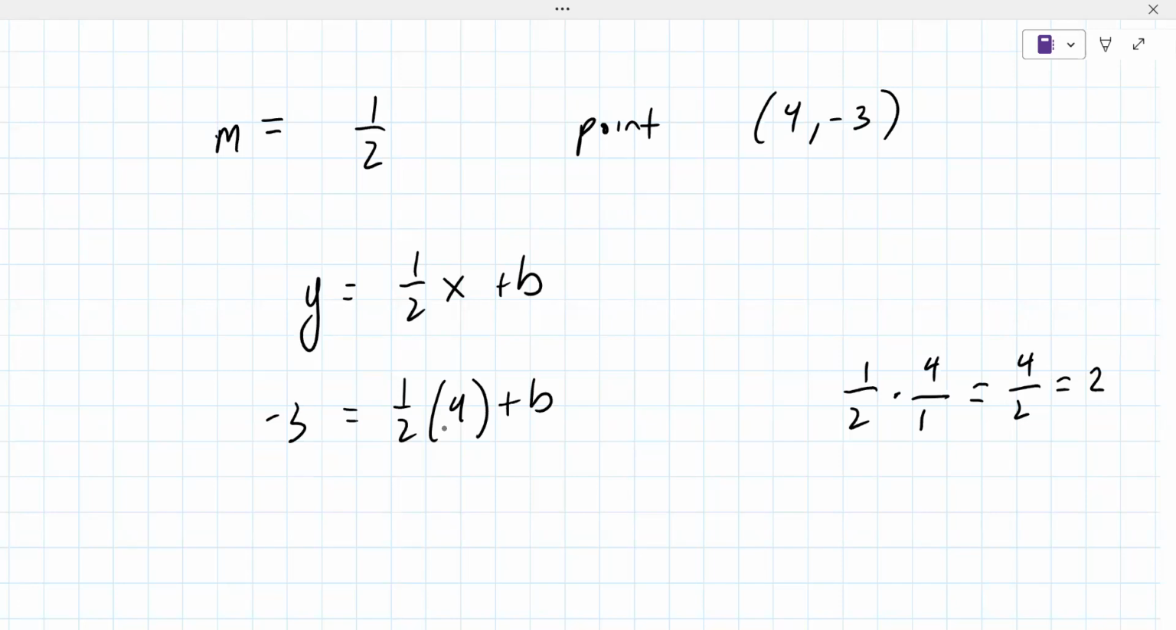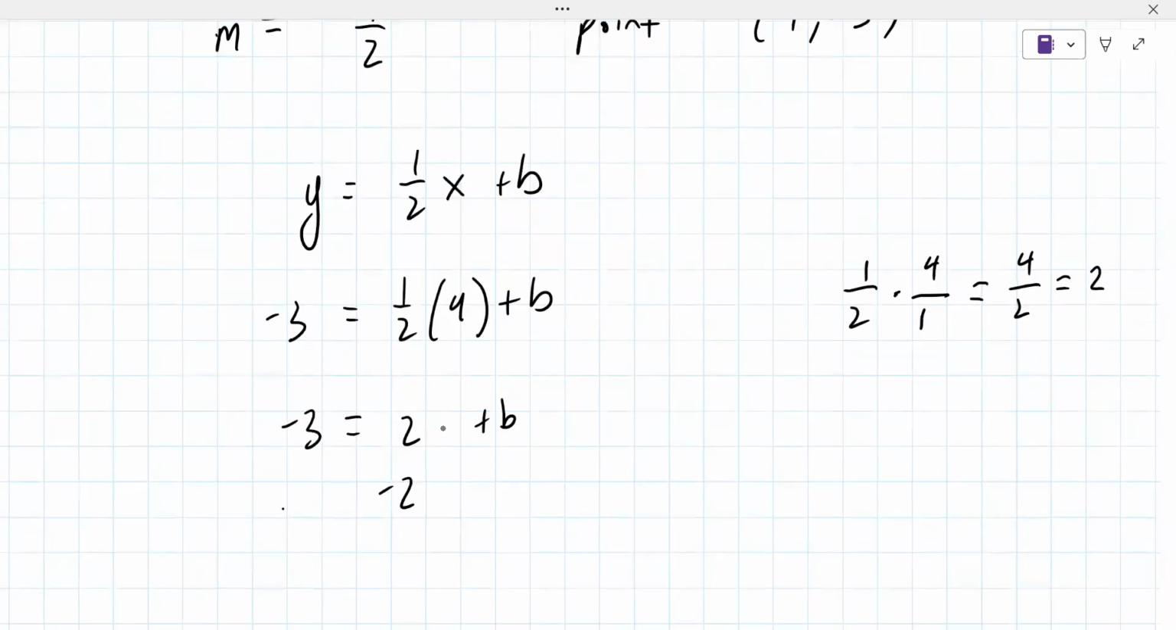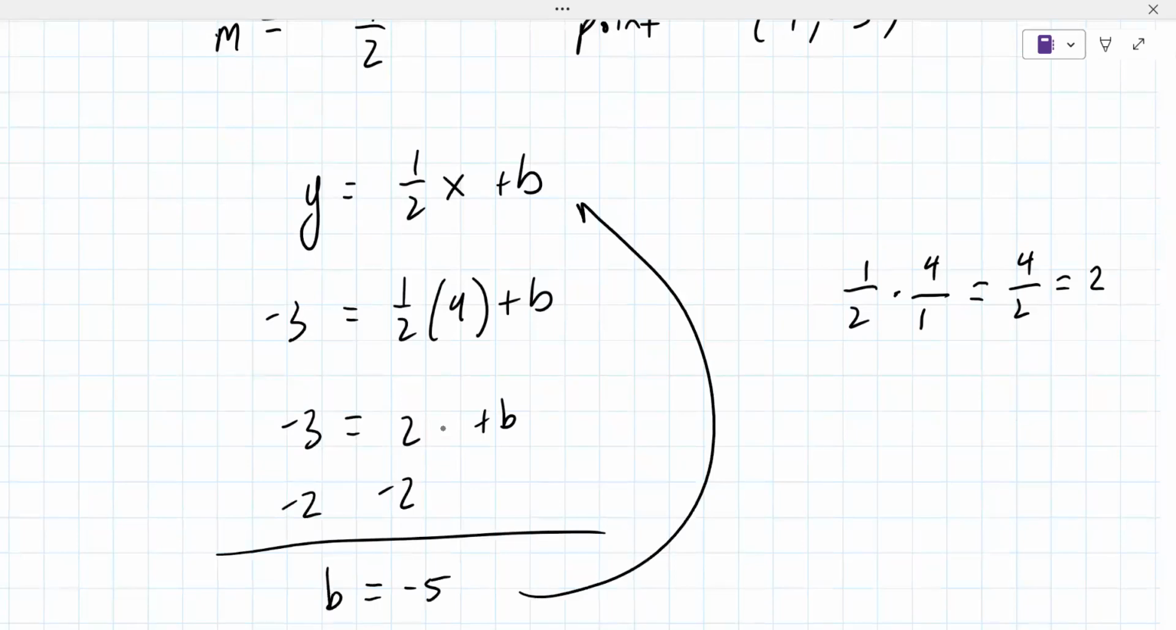where you're going to have to multiply by fractions. So this ends up being -3 equals 2 plus b. And then you solve by subtracting 2 from both sides. So in this problem, b equals -5, and then you put that back in here. So it ends up being y equals 1/2 x minus 5.